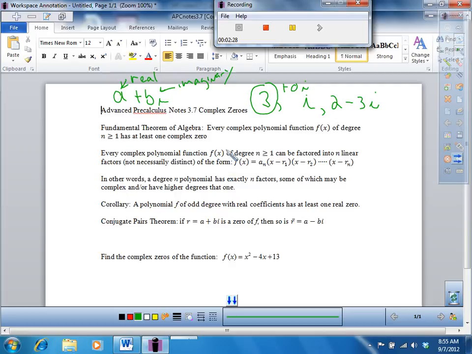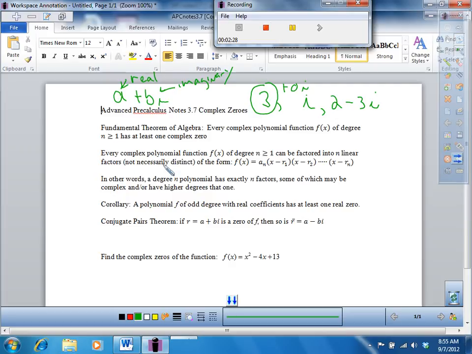Okay? So this one represents a root where it actually crosses the x-axis, whereas when you have imaginary roots or solutions, then your graph won't cross the x-axis, but you still have imaginary roots or complex roots, whatever you want to call it.